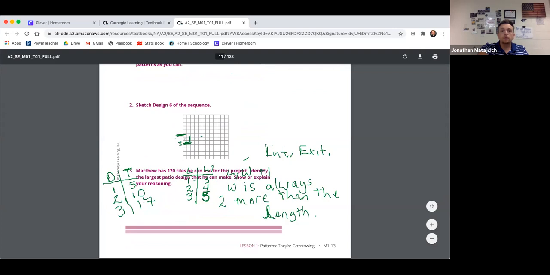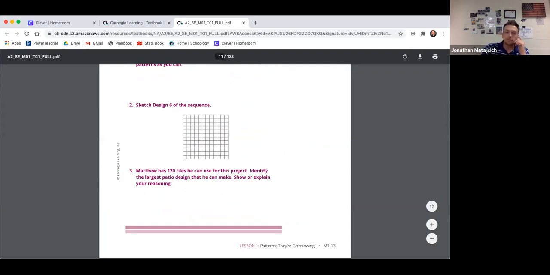Sketch design number 6. All right, let's clear all this. Okay, design number 6. So this might be a little bit of a process. What is design number 6 going to look like? I think maybe the easiest way to start is, let's just go to this top corner right here.